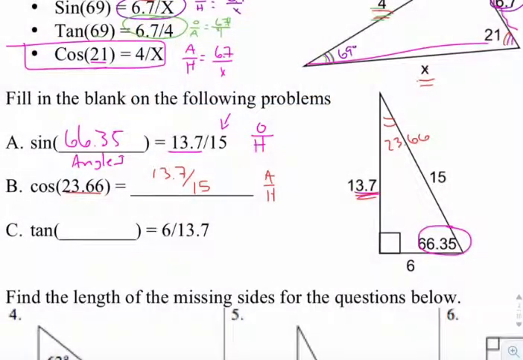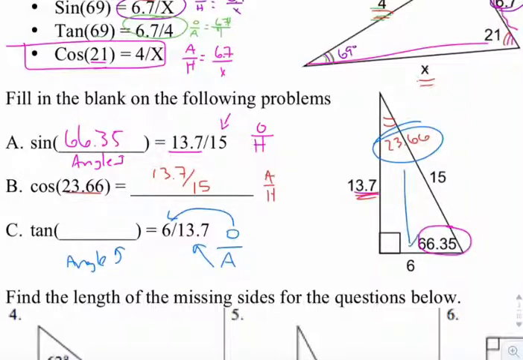Boom. All right. Tangent of some angle. Again, we're looking for the angle, and it is 6 over 13.7. Recall tangent is opposite over adjacent. So we're looking for something that's across from 6 and touching 13.7. That's going to give us, I think, 23.66. That's across from 6 and it's touching 13.7. So 23.66. All right.